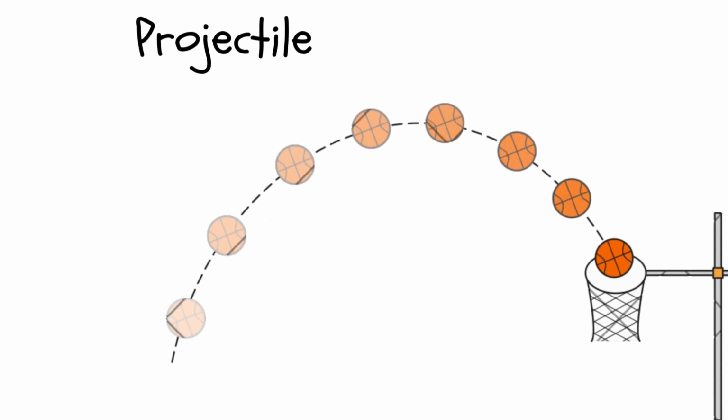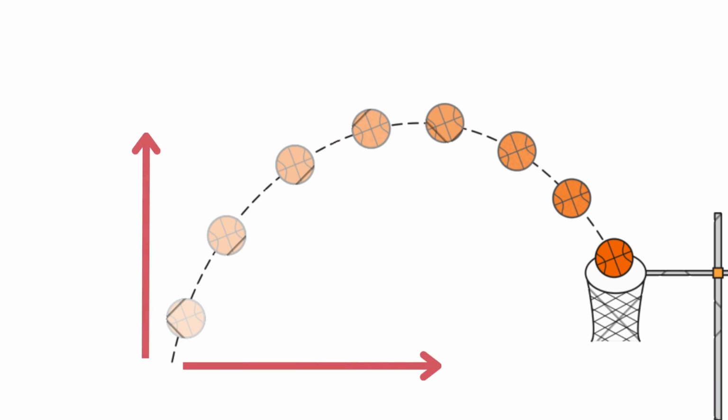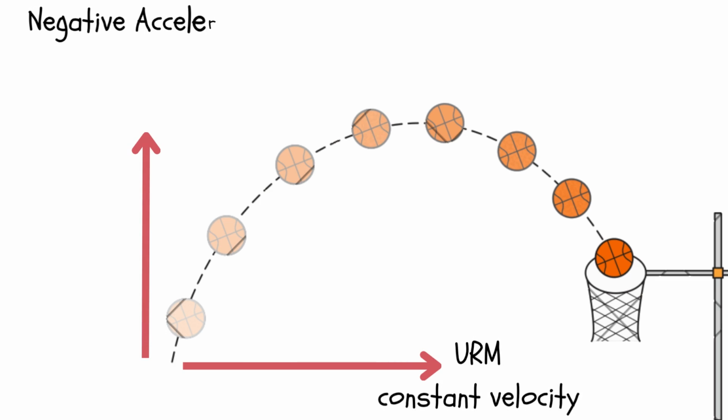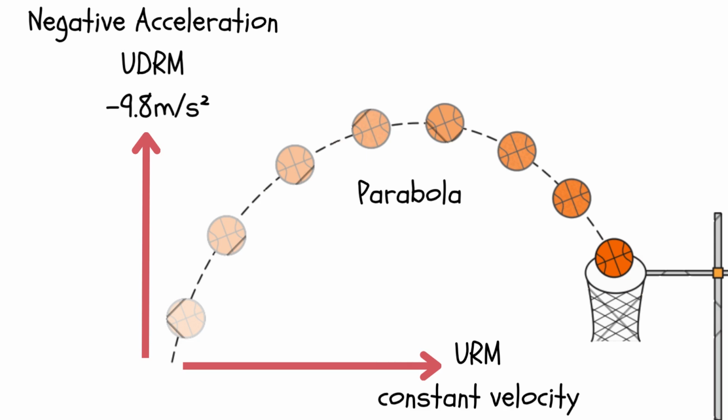A special type of motion is projectile motion, when an object is thrown into the air. It moves in 2 directions at once, horizontally and vertically. The horizontal motion has constant velocity, while the vertical motion accelerates downward due to gravity. The path it follows is curved, called a parabola. At the top, its upward velocity becomes 0 for a moment before it begins to fall.